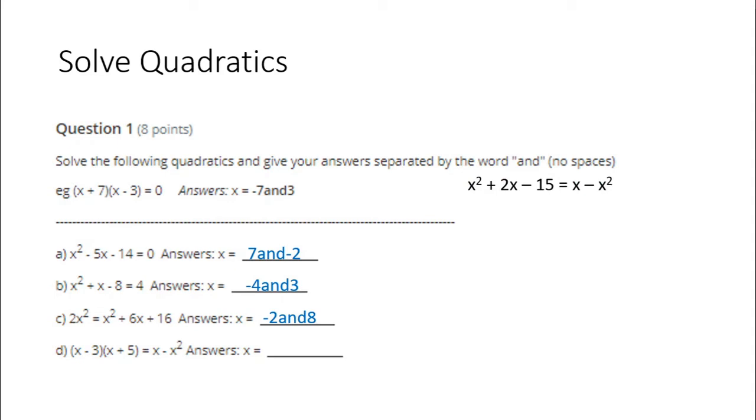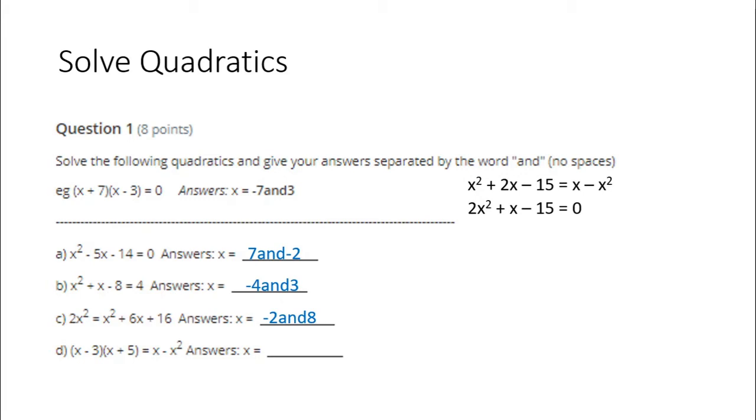So I've expanded those brackets out, and we need to get it equal to 0. So let's take the x and the minus x squared from the right-hand side and move it over to the left-hand side. So I'm going to add x squared, and I'm going to subtract the x. So my x squared became 2x squared, and my 2x became just x. Minus 15 equals 0. Again, we're going to factorize this.